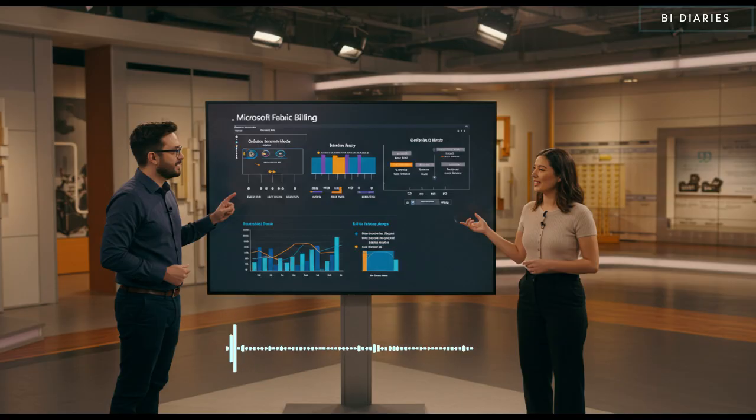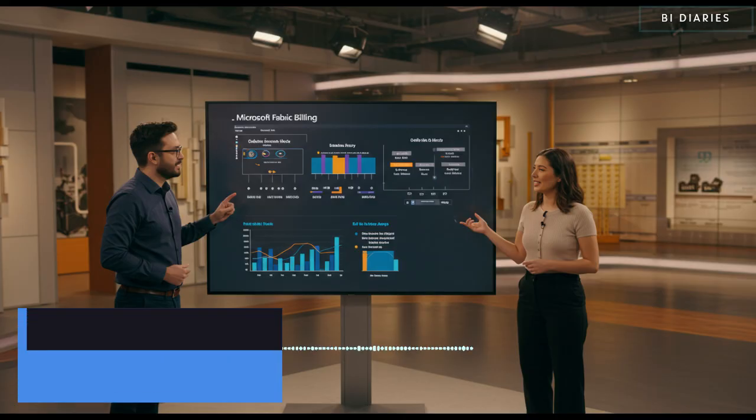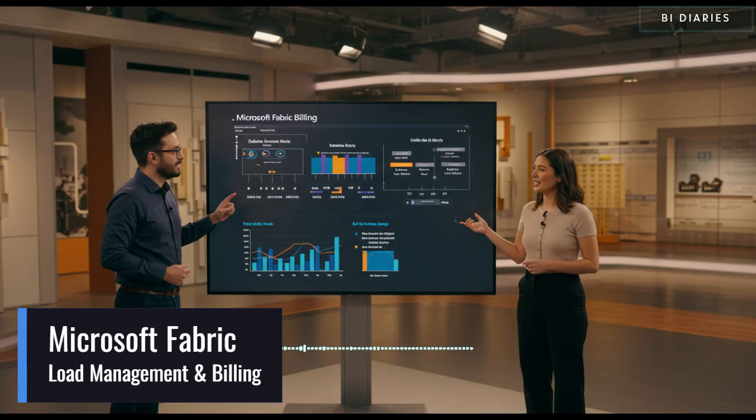So a final thought for you, our listener, to chew on. Now that you've got a firmer grip on this capacity model, the SKUs, the bursting, how might you look at your current fabric setup or your plans differently? Could you optimize your SKU? Adjust how you schedule jobs, maybe? Definitely something to think about. Absolutely. Always worth reviewing based on new understanding.